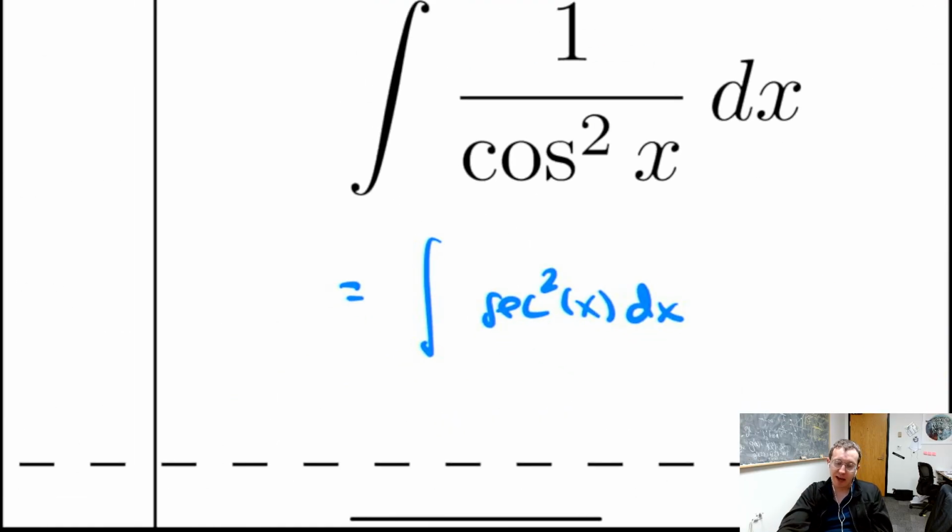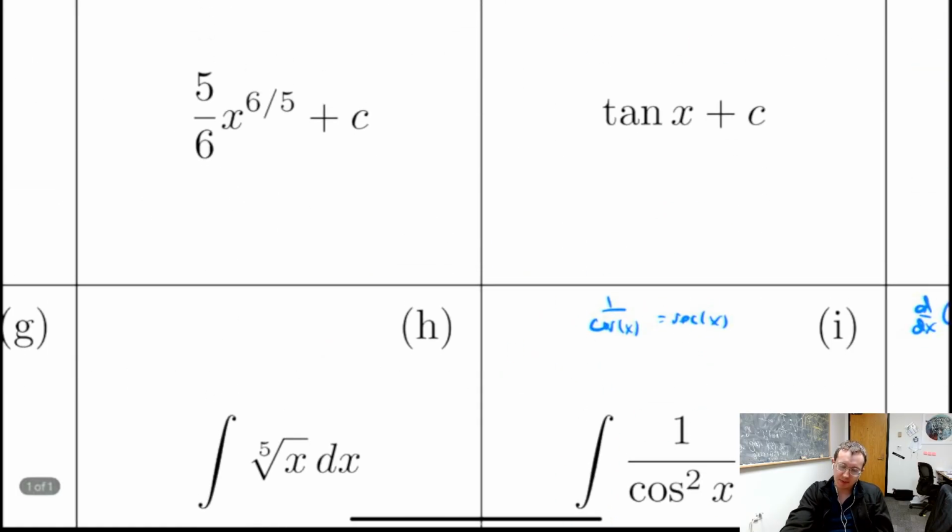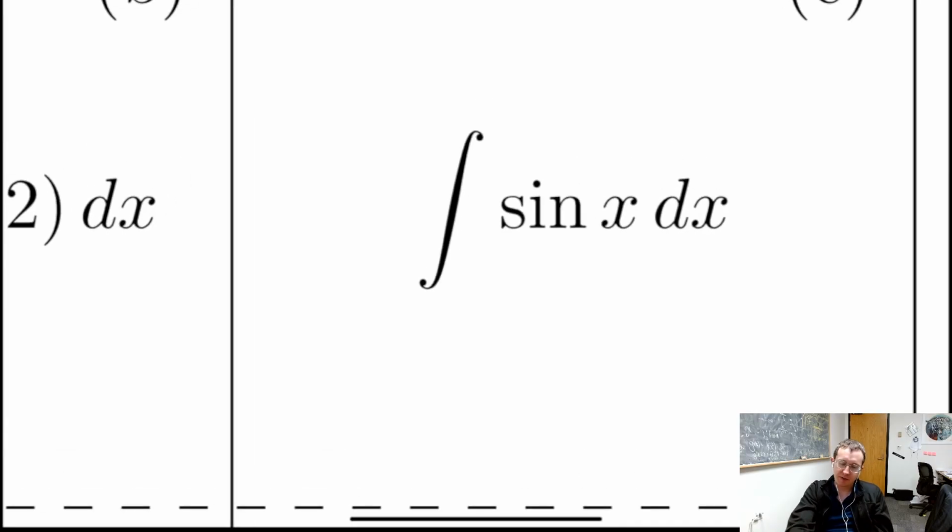So secant squared of x. Now we're back to method 1. I recognize that as the derivative of tangent of x. All right, integral of sine x, minus cosine of x plus c. Method 1.